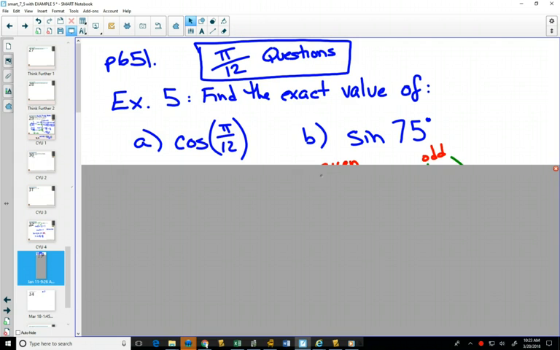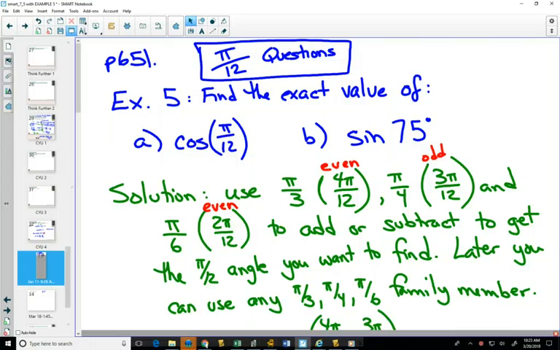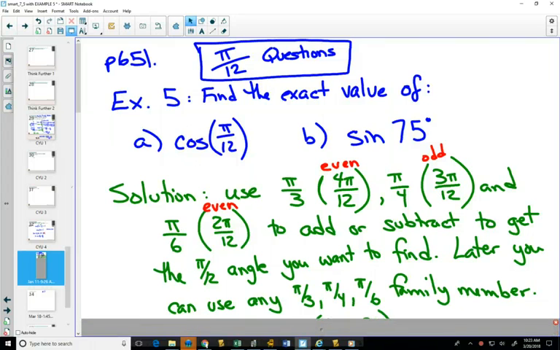And the key to it will be using our unit circle that we already know and using our sum and difference identities. So I'll give you a little bit of time to write down the strategy, and then we'll see what that strategy means. So you're going to use your pi over 3, pi over 4, and pi over 6 families, and either add them or subtract them to get the pi over 12 that you want to find.